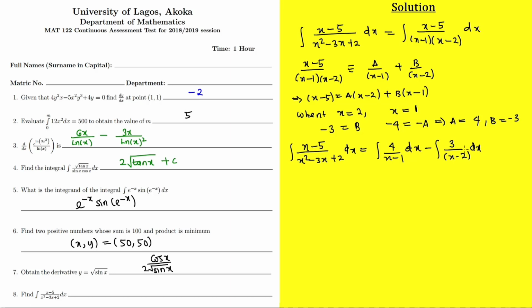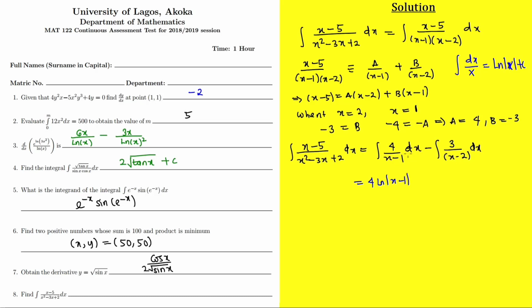Alright, so now you recall that anytime you have the integral of the derivative of what you have at the denominator over what you have at the denominator, this is just ln of what you have at the denominator plus c. Okay, so here we can have this as 4 ln (x minus 1).